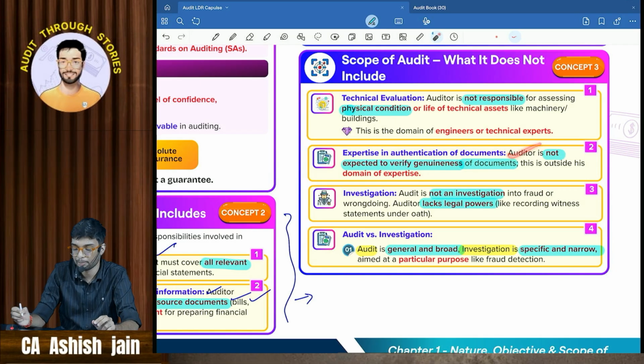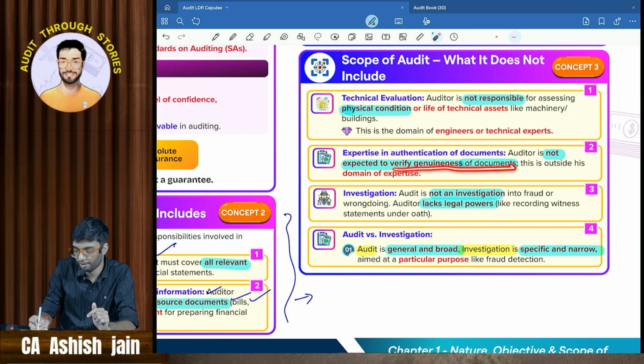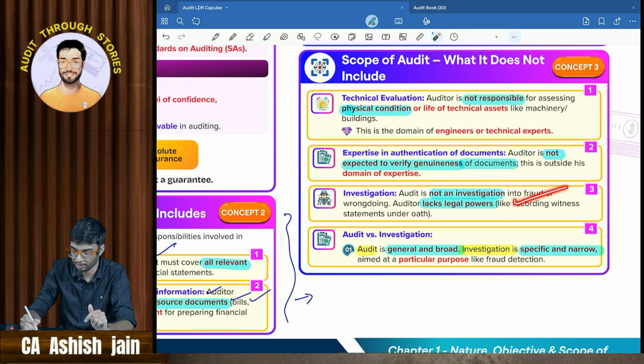Then he is not an expert in authentication of documents, whether a particular document is genuine or not. Whatever documents are provided by the management, the auditor's duty is not to verify whether that document is genuine or not. So he is not expected to. Remember this phrase: not expected to verify genuineness of documents. Then comes investigation.